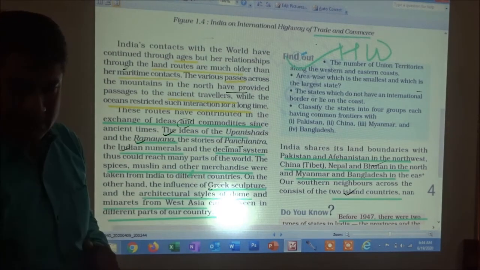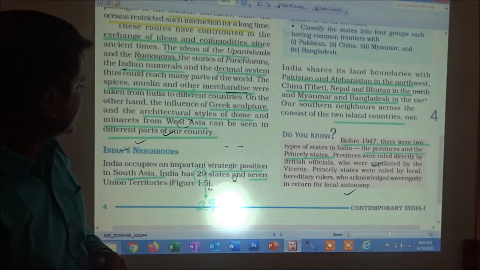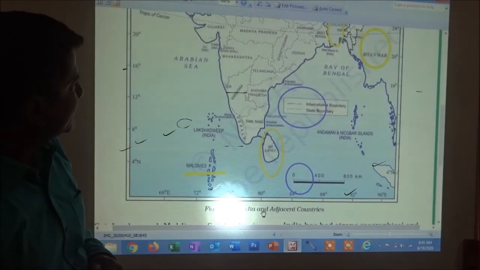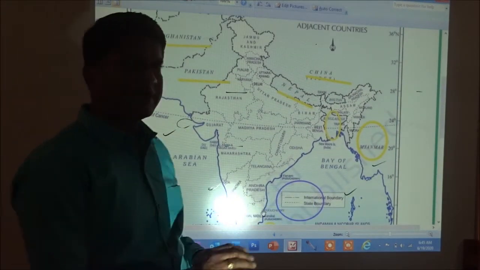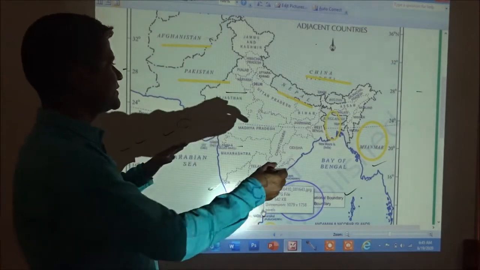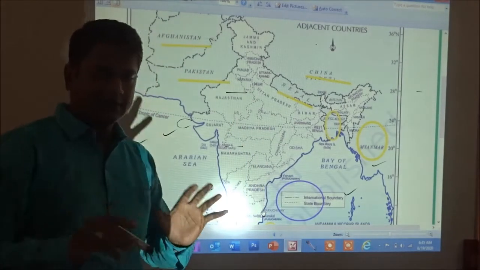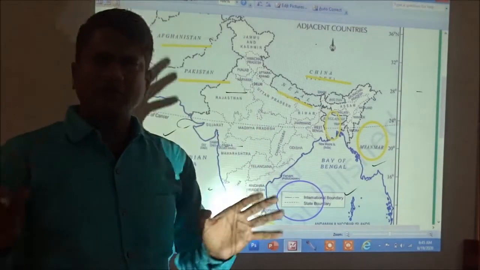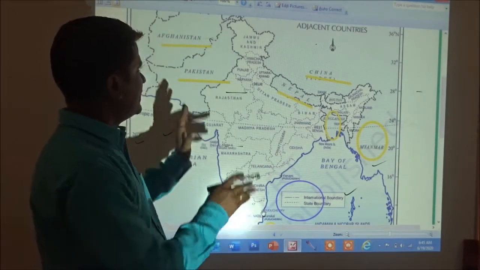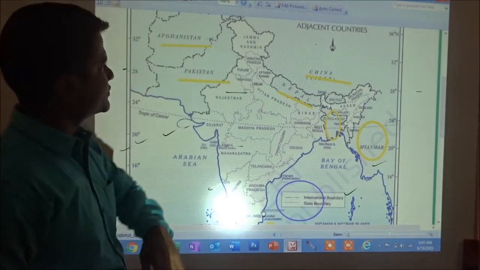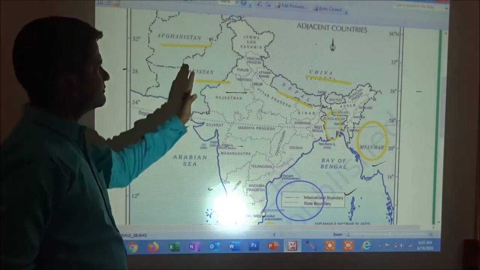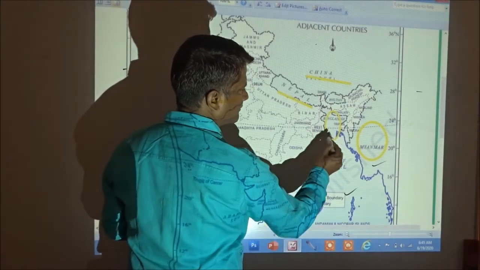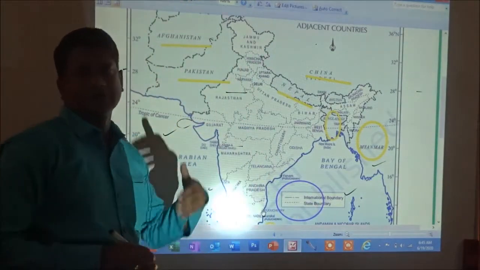Now the last subtopic that we are going to discuss is India's neighbors. Before that, I will show you the map. By looking at this map, it is very clear that India has very good neighbors. India always believes in good, peaceful relationships with all the neighbors, and India is maintaining all these. Now look at India's neighboring nations. In the north we have Afghanistan and Pakistan. Here we have China, Nepal, Bangladesh and Myanmar, which was earlier known as Burma.